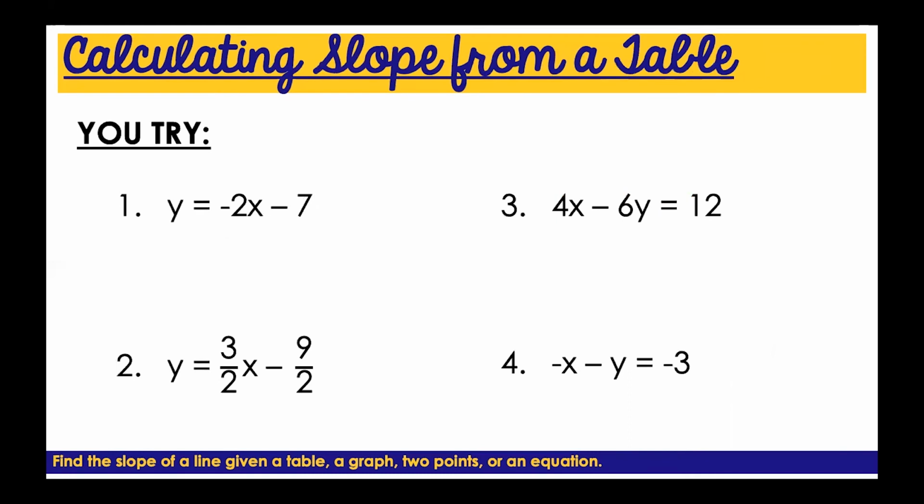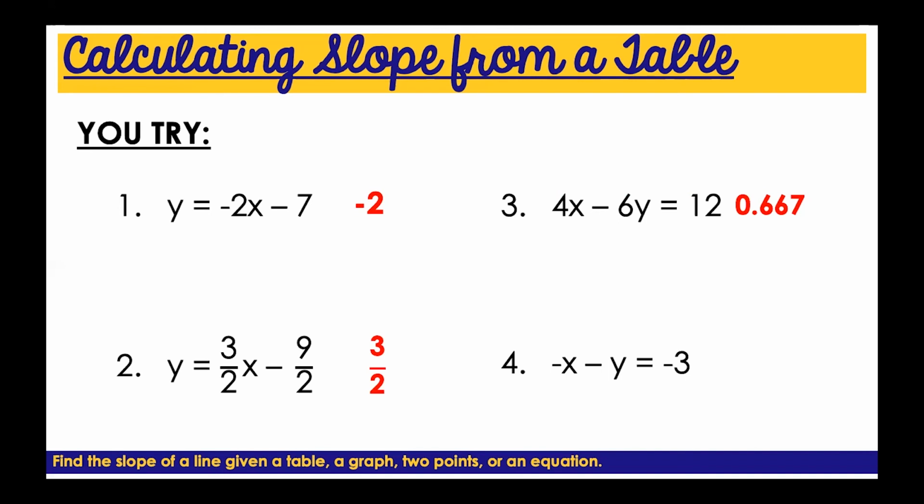I would like you to pause the screen right now and practice these on your own. The answer for number 1, the slope for equation 1 is -2. The slope of equation 2 is 3/2. The slope of equation 3 is 0.667.